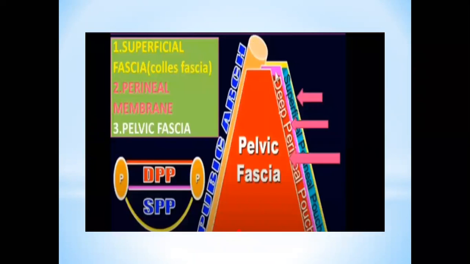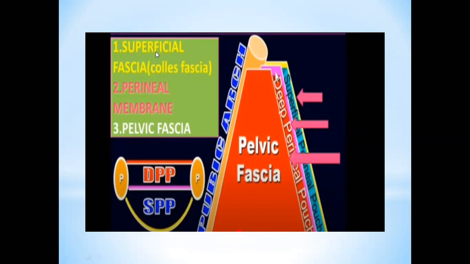So if you look here, this is the ischial tuberosity. This is the other ischial tuberosity. Sorry, this is the pubic bones of both the sides. This is the perineal membrane. This is the superficial perineal pouch, which is superficial to the perineal membrane, and this deep perineal pouch is deeper to the perineal membrane.